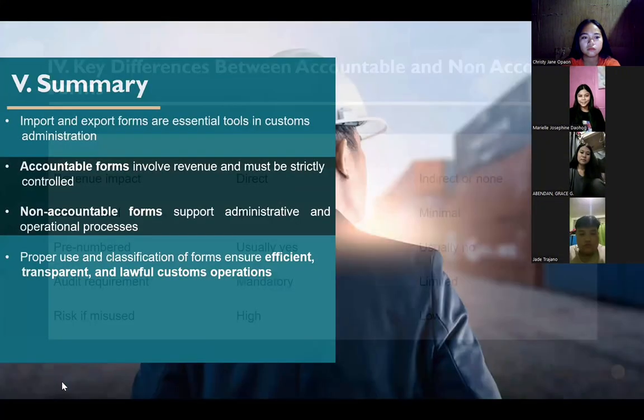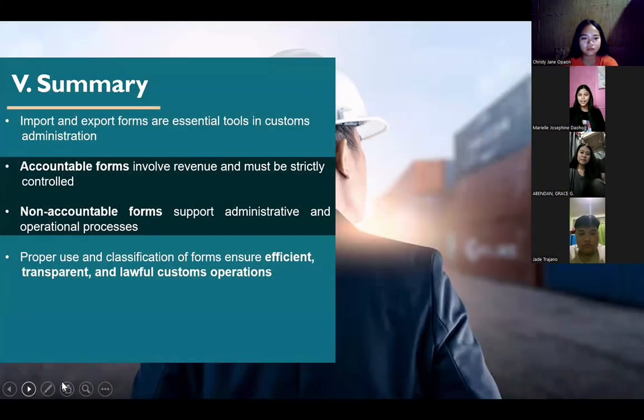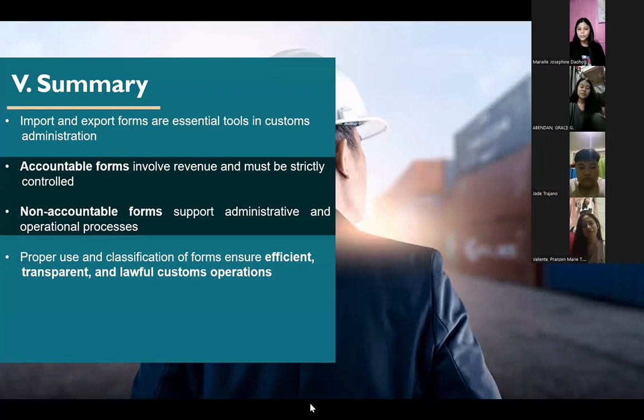Summary. Import and export forms are important tools in customs operation. Accountable forms involve money or revenue, so they need strict monitoring and control. Non-accountable forms are mainly for administrative or operational support. Proper classification and correct use of forms help ensure customs processes are efficient, transparent, and lawful.